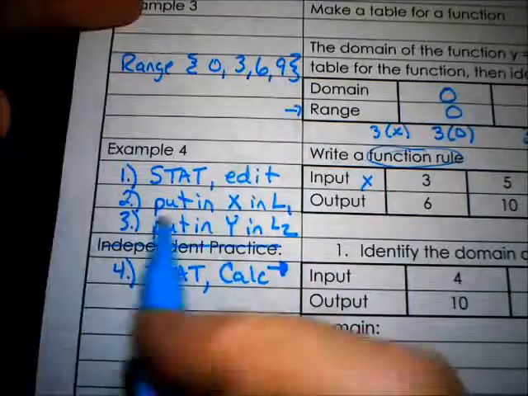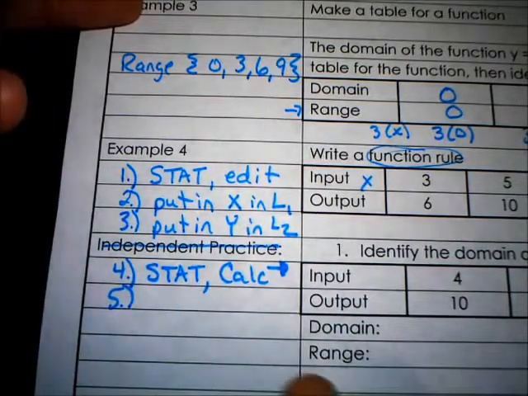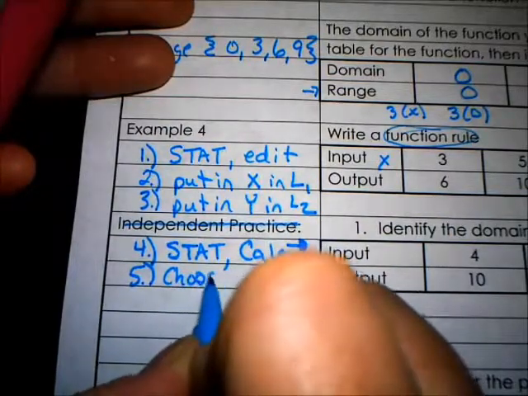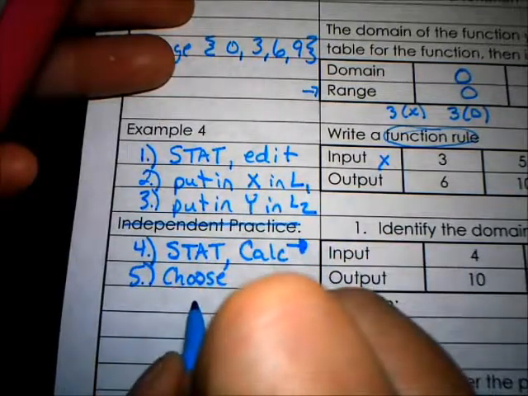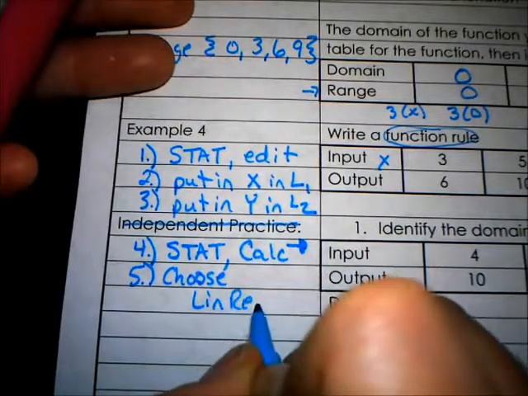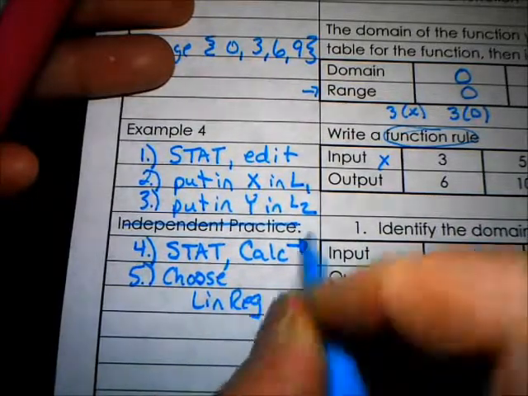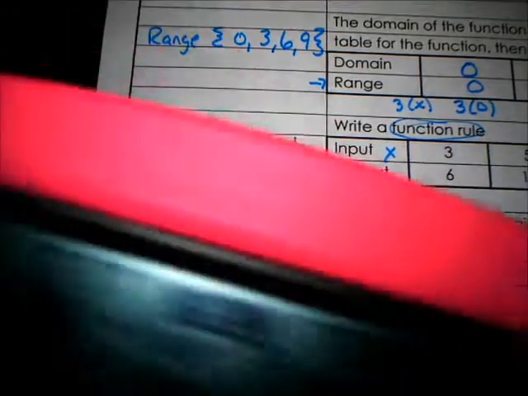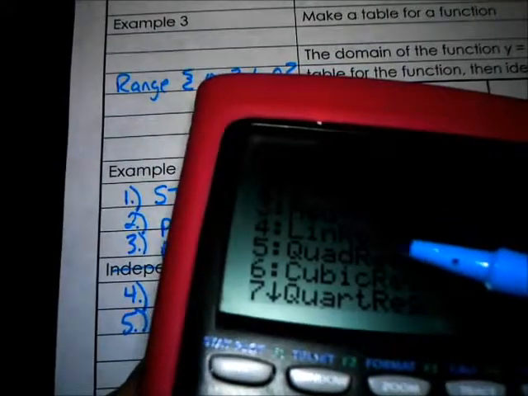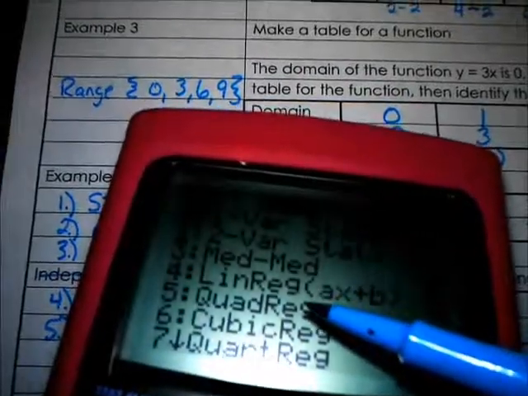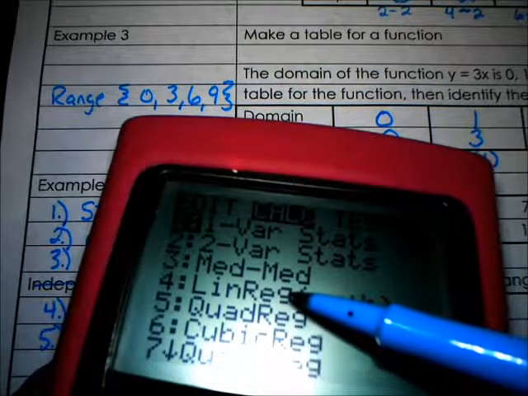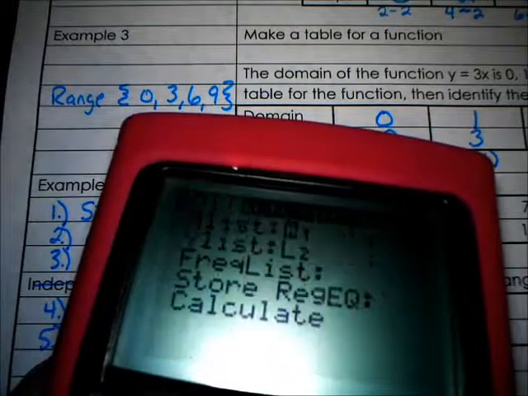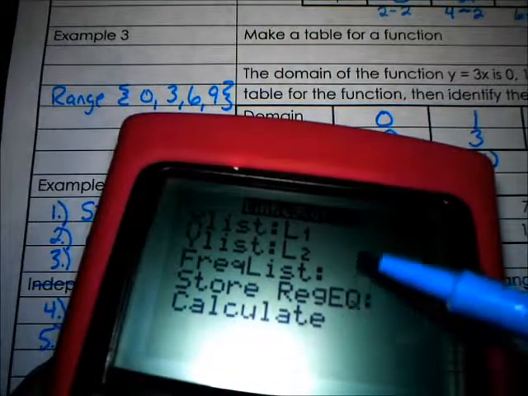And then from there, my 5th step is I'm going to select, let me put it down here, LinReg, which is actually number 4 on your list. If I look at my calculator, you see it says LinReg. It stands for linear regression, and that's what we're going to find is our equation by hitting that 4. So hit a number 4 and this will pop up on your screen.